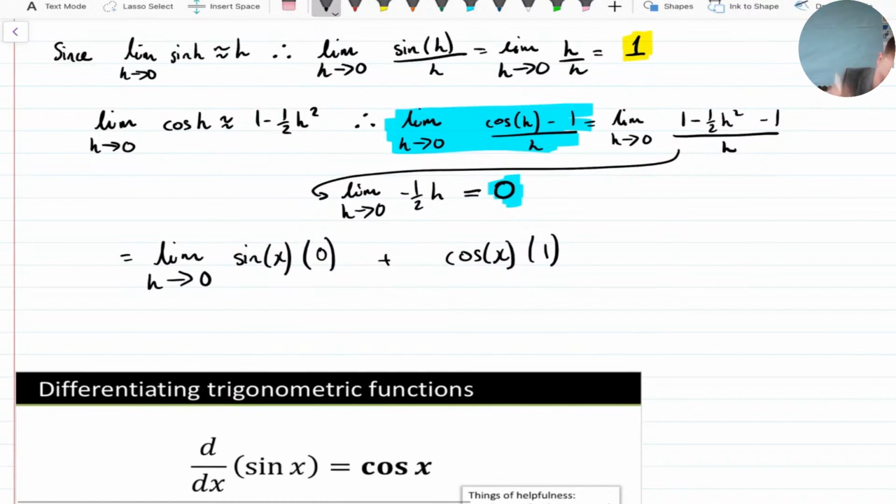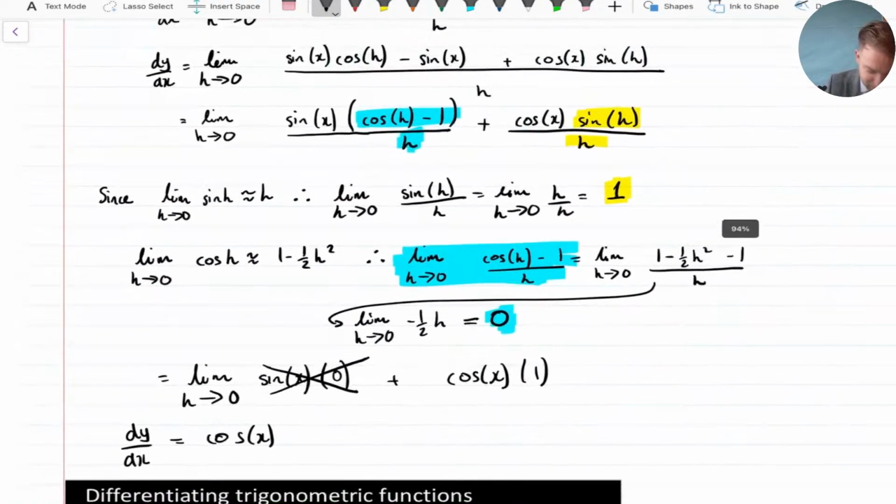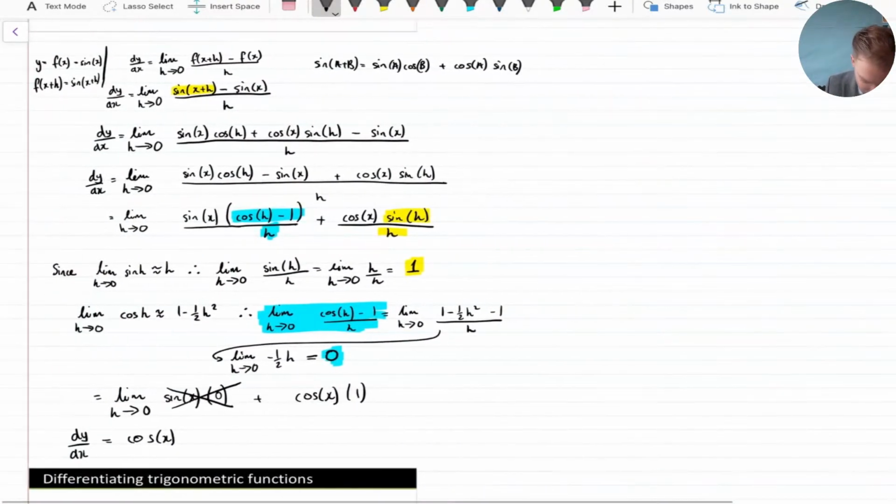So therefore, we've finished up because we know that this is going to be equal to 0, so that will cancel. This is just going to be equal to cos x. So I end up with dy by dx is equal to cos of x. There we go. Nasty that is. Loads going on there.